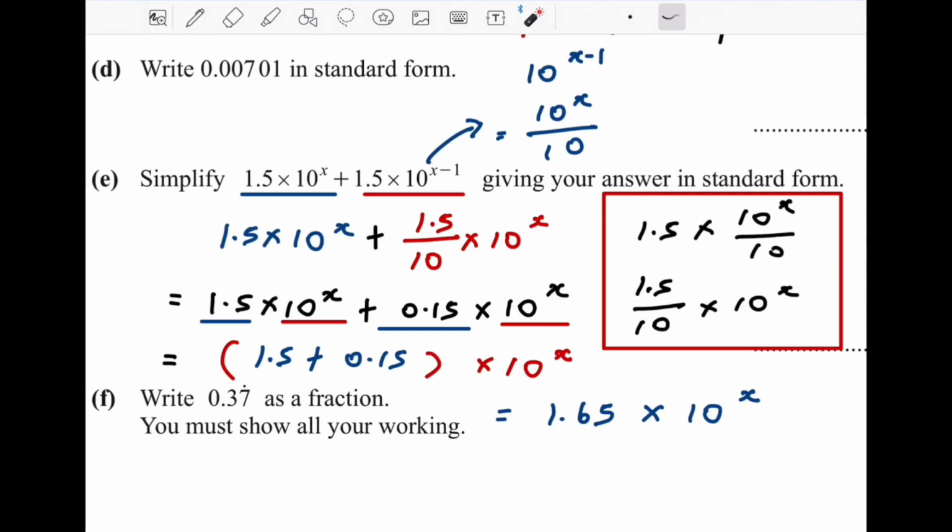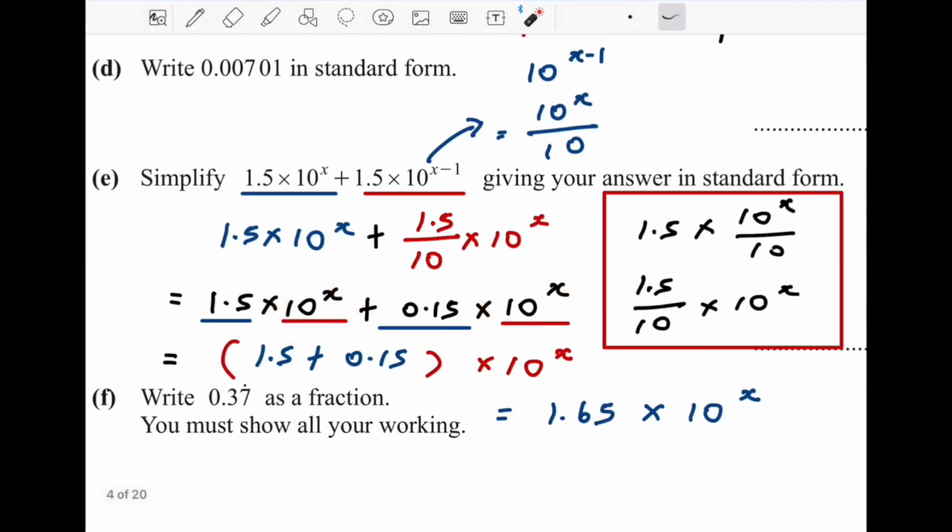But why do I do it this way? Because when I change to this way, this will become 0.15, and this will become 10 to the power of x. And you see, they have the same common factor now, 10 power of x, 10 power of x. Where I can factorize it, instead of putting it in front of the bracket, I put it at the back of the bracket for 10 power of x, and in the bracket the remaining is 1.5 plus 0.15, and with that, this is your final answer in standard form.